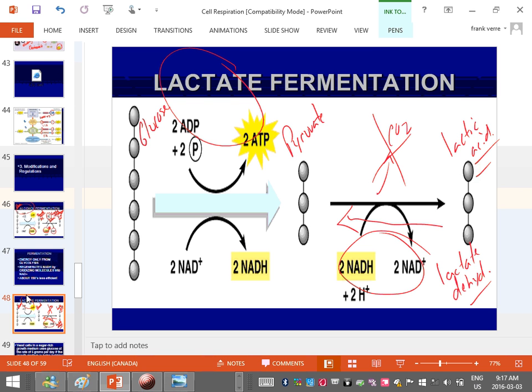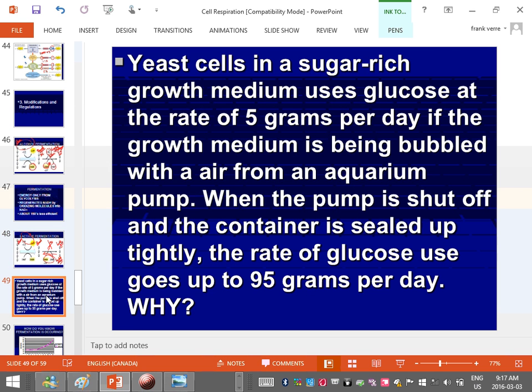Okay, so that's fermentation. So here's a question. You have yeast growing in a sugar-rich medium, and they're using up 5 grams per day of the sugar when there's a pump that's working. If you turn the pump off, the glucose consumption goes up to 95 grams per day. Why?